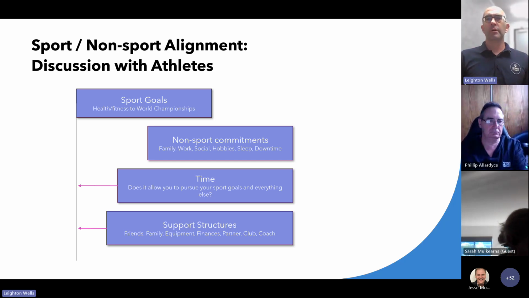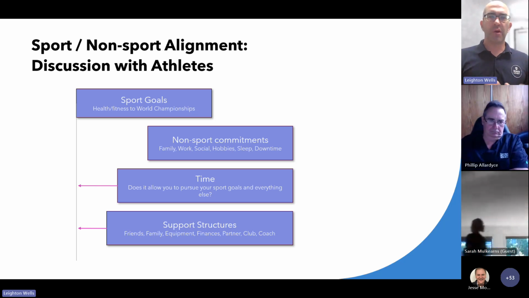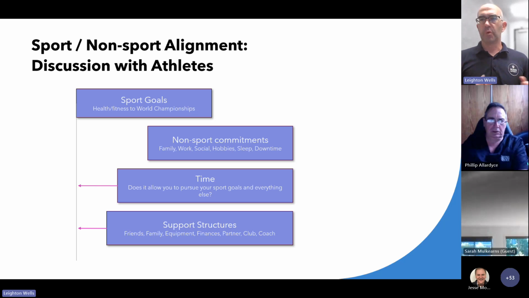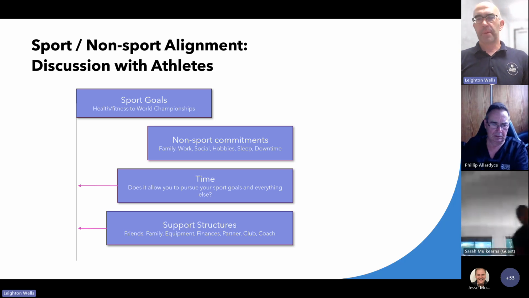Very big goal. But their non-sport commitments might not allow for that. Their family commitments, work, social life, hobbies, whatever the case may be, they're time crunched. They may not have the support structures in place. A lot of demands from family or friends, or a partner which is super busy, and so they have to look after the kids, or whatever the case may be.